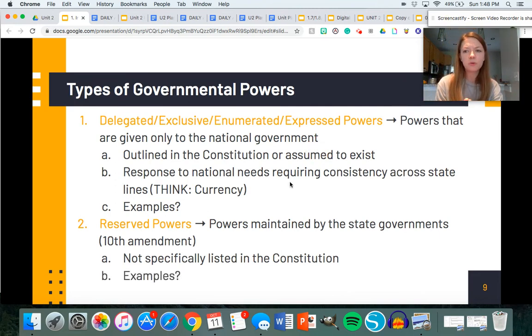But just some examples of some reserved powers would be education, prison systems, elections, marriage laws, regulating health and safety. So think COVID, right? All of these states have had different measures of mask mandates and lockdowns and things like that. Speed limits, driving laws, that is all reserved to the states.